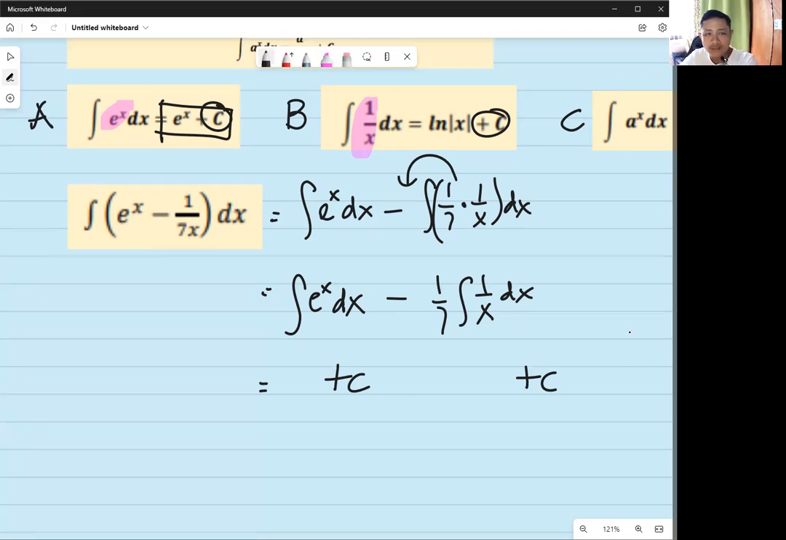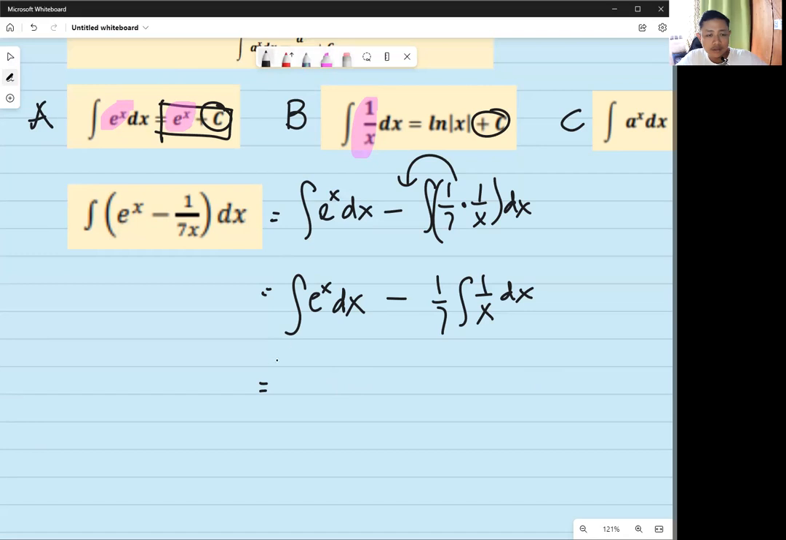Sige, try to analyze. It's just one final answer. How will we write that plus c? Will we write it twice or will we only write it once? Type your answer in the chat box, please. I would like to hear from you. Very good. We will only write it once. Why? Because we are only dealing with one given. So that will only be written once. Very good. So therefore, we will only be using this.